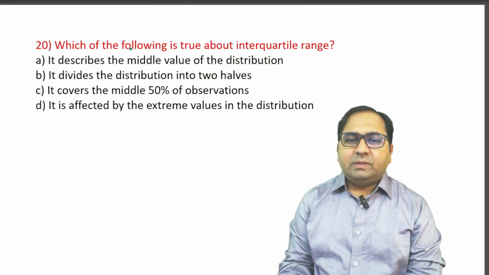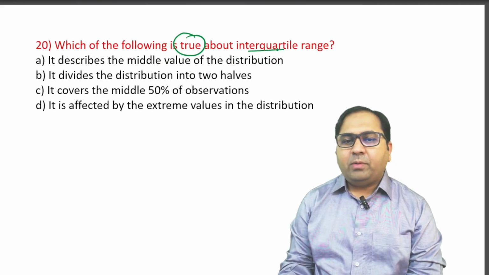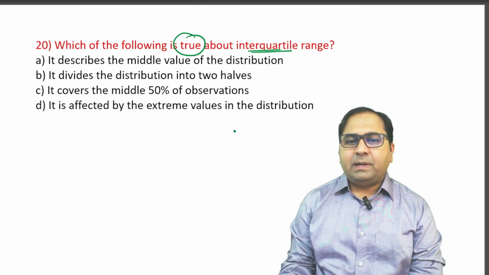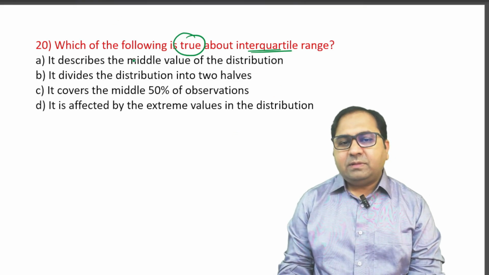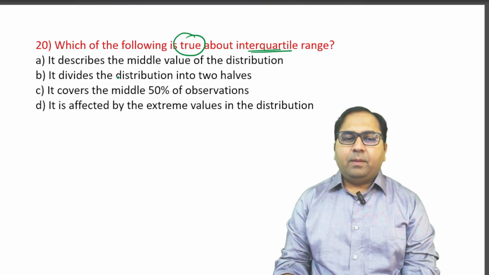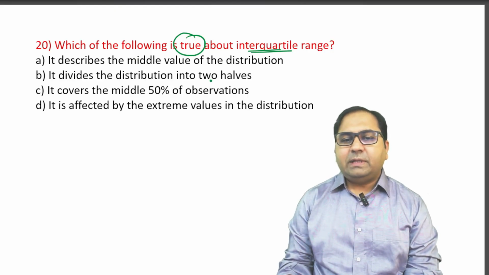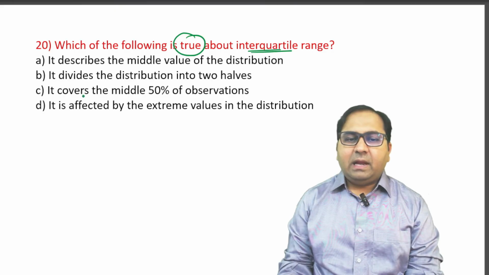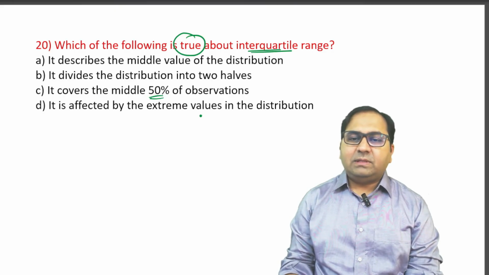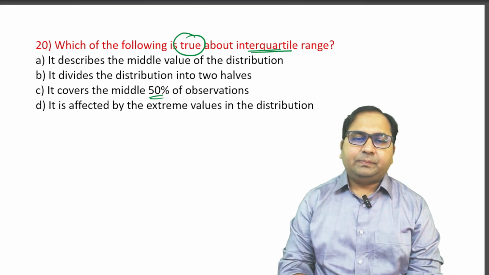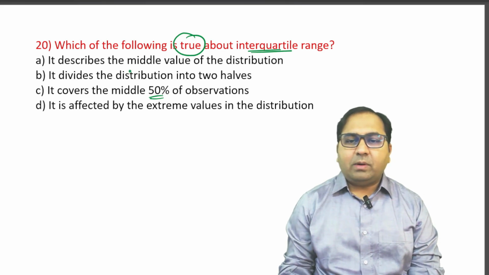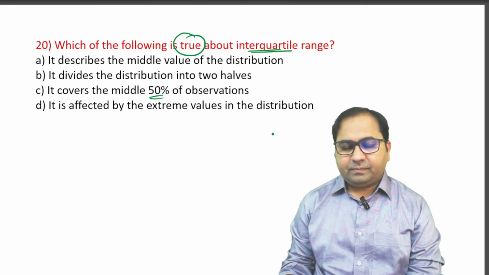Next question. Which of the following is true about interquartile range? One statement is correct. Let us see the options. A. It describes the middle value of the distribution. B. It divides the distribution into two halves. C. It covers the middle 50% of observations. Or D. It is affected by the extreme values in the distribution.